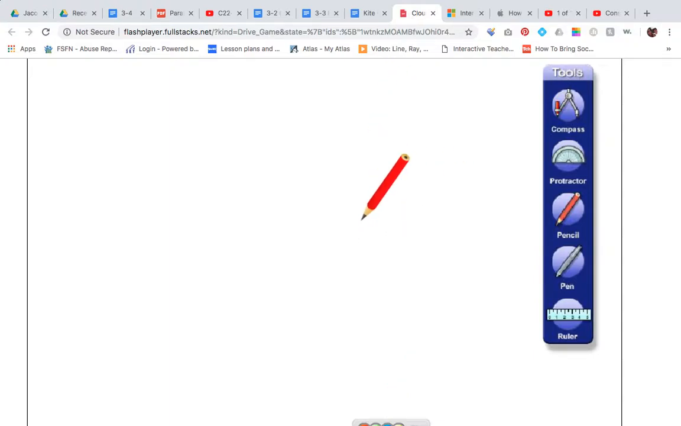Okay, now we are going to learn how to construct a parallelogram. So we're going to start by drawing an angle. I'm going to call this angle ABC. So point A is going to be right here. Point B is right here. And point C is over here.